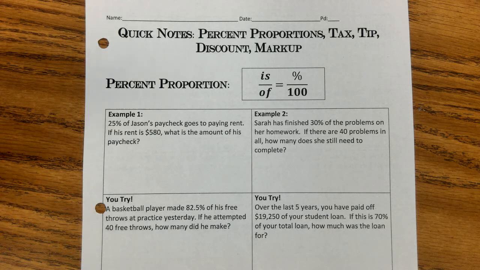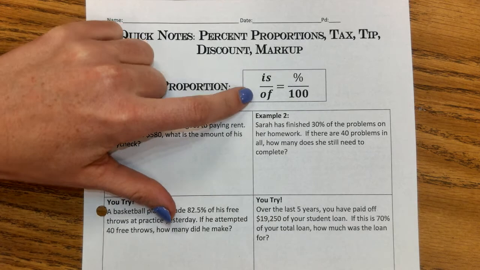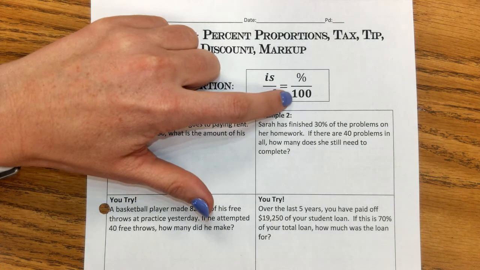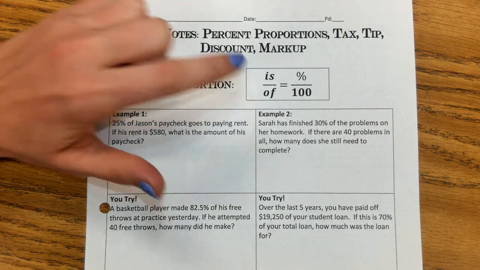Today we're going to be taking notes on percent proportions, tax, tip, discount, and markup. The proportion you need to know is is over of equals percent over 100. You can use this proportion to find a percent of any number.